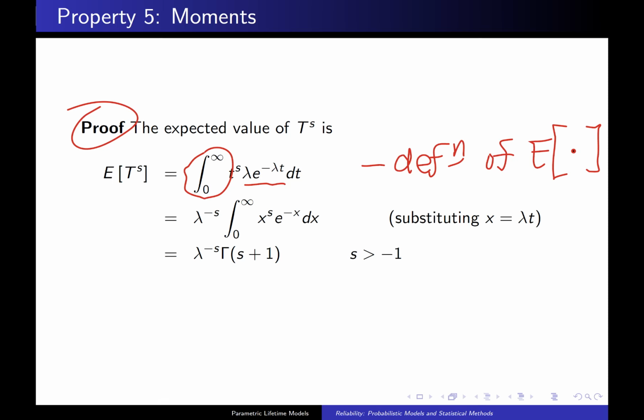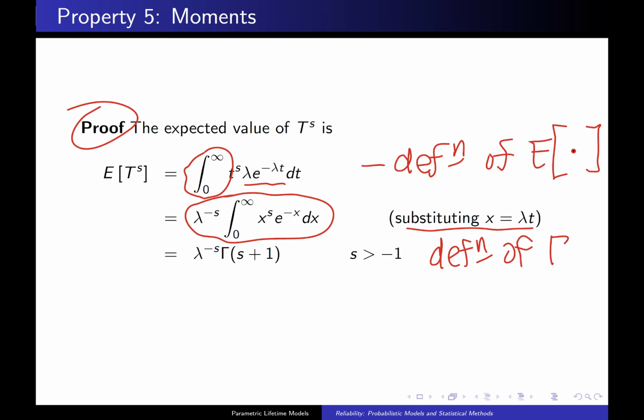If you take this integral and perform the substitution x equals lambda t, and of course dx is going to be lambda dt, when you make that substitution, the integral will now look like this. Finally, the last step here, if you replace the integral with gamma of s plus 1, so this time we're relying on the definition of the gamma function, you prove the result.